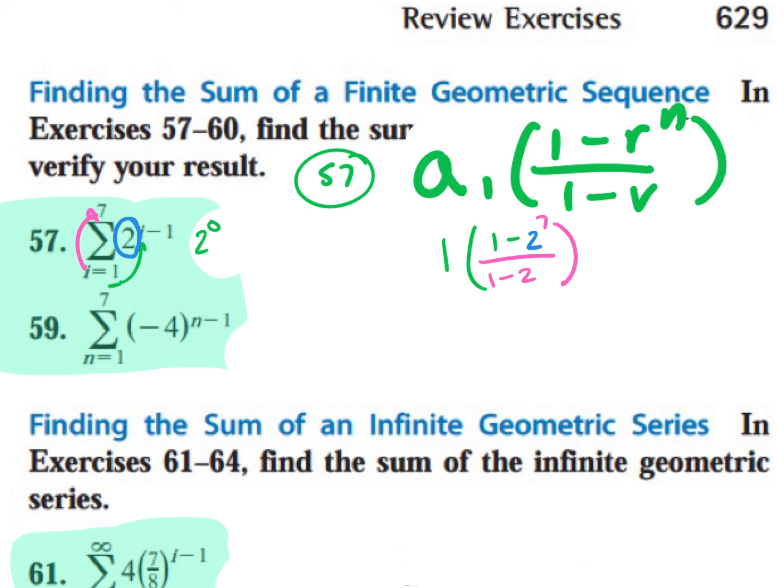So we can put this into our calculator. We need 2 to the 7th power. 1 minus that would be negative 127 over 1 minus 2 would be negative 1. So this would just be 127.